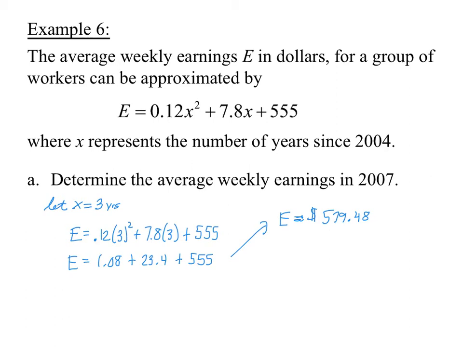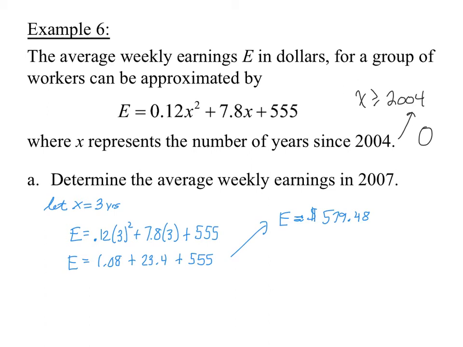So our domain is limited. So our domain is x is greater than or equal to 2004. Now, the issue is you're not going to put 2004 in. We're going to let x for this situation be 0. So when x is 0, our group of workers earn approximately, on average, $555.